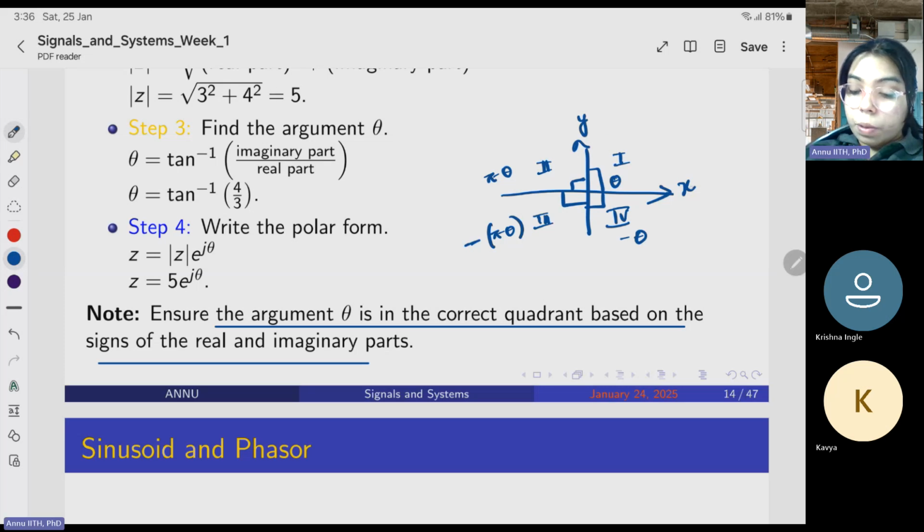This quadrant means both are positive. This quadrant means suppose x is negative, y is positive. This quadrant means both are negative. And this quadrant means y is negative, x is positive.